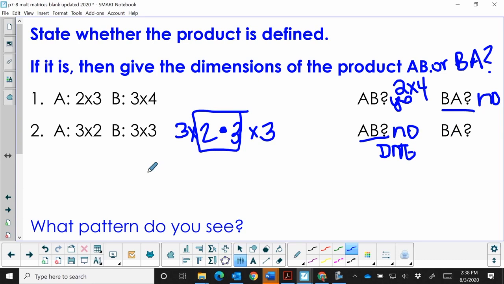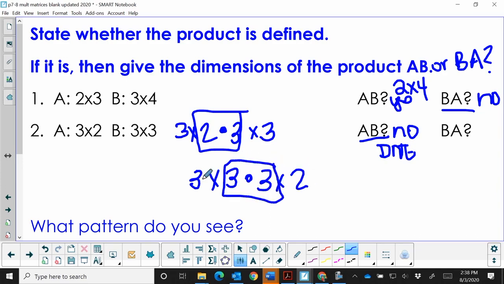What if I reverse B times A? Well, B is a 3 by 3 times A this time, which is a 3 by 2. Do my inner dimensions match? They do. That means I can multiply 3 rows times 3 columns. My resulting matrix is a 3 by 2. So there's your answer. It's a 3 by 2, and the second one is a yes.